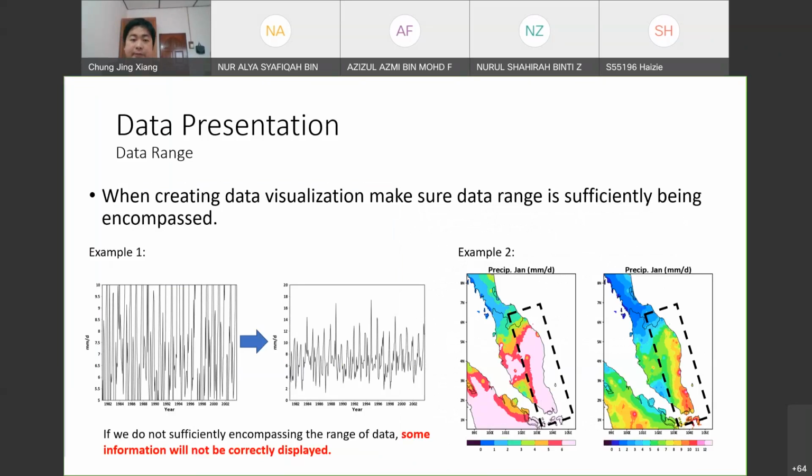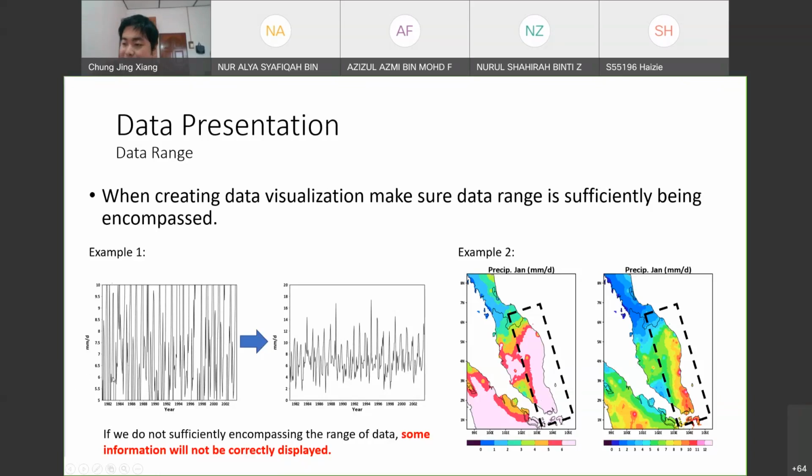Okay, so we talked about the importance of labeling. The next important thing is data range. Now assuming we are plotting your data, when creating a data visualization, we have to make sure the range that we use for our figure sufficiently covers your whole data. So you can see example one. This is also rainfall data. Let's say you have rainfall data like this one, and you use the range of 5 and 10, minimum 5 mm per day, maximum 10 mm per day.